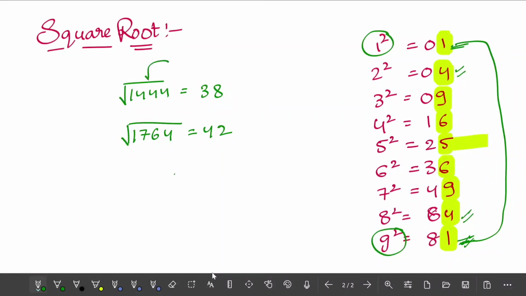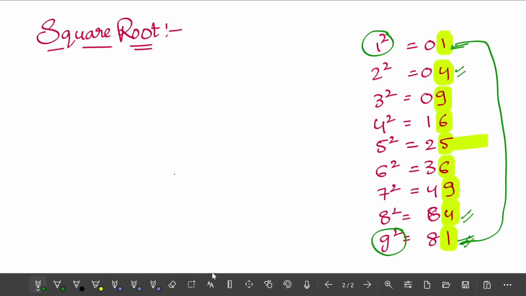Here the number under the square root has 4 as the unit digit. Here also we got 4 as the unit digit. So now that we have 4 as the unit digit, what are the two possible numbers for the unit digit place of the answer? Either 8 should be the unit digit or 2 should be the unit digit of the answer. To get 4 as the unit digit of a square number, only these two are possible.